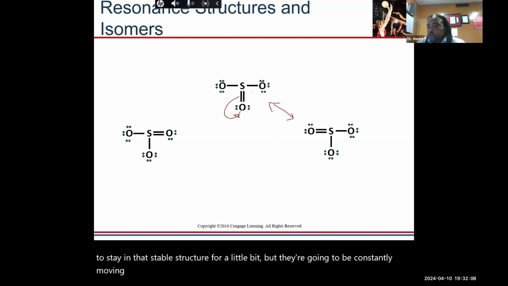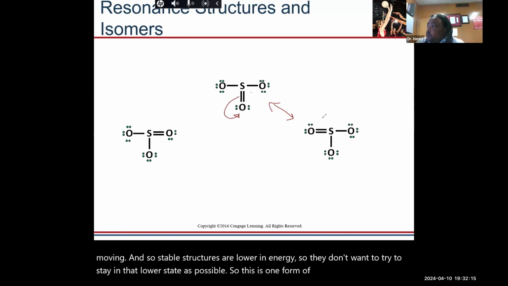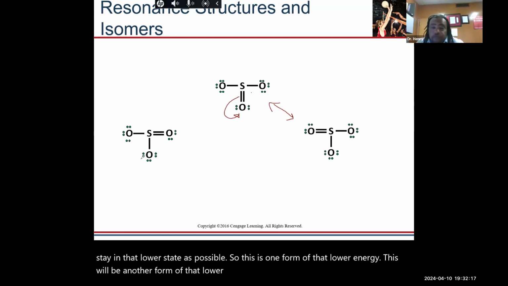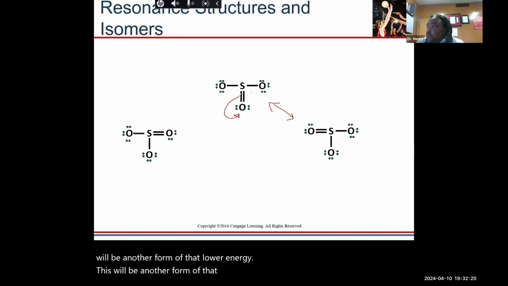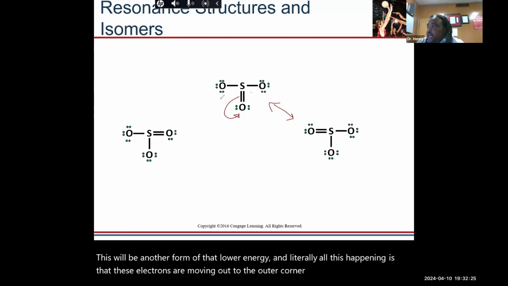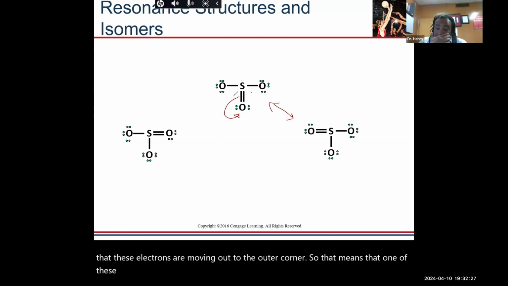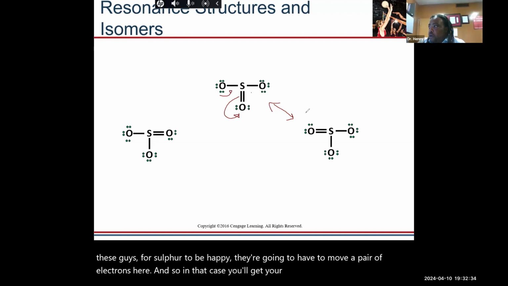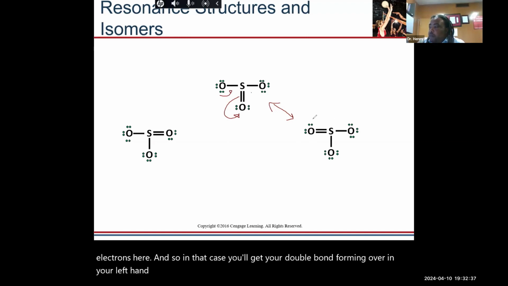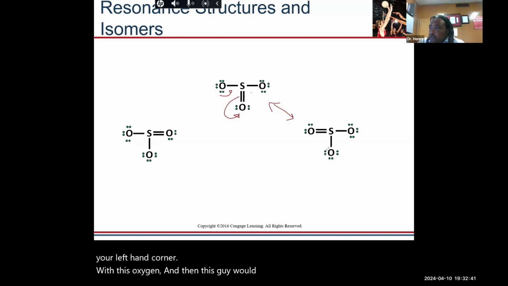And stable structures are lower in energy, so they're going to want to stay in that lower state as much as possible. But this is one form of that lower energy, this will be another form, and this will be another. And literally, all that's happening is that these electrons are moving out to the outer corner. So for sulfur to be happy, they're going to have to move a pair of electrons here. And in that case, you'll get your double bond forming over in your left-hand corner with this oxygen. And then this guy would have 6 lone pairs around it.